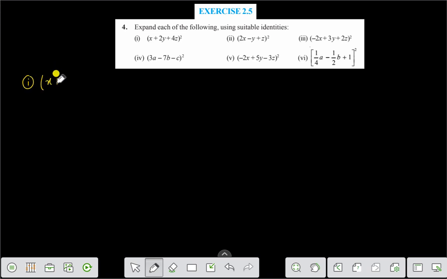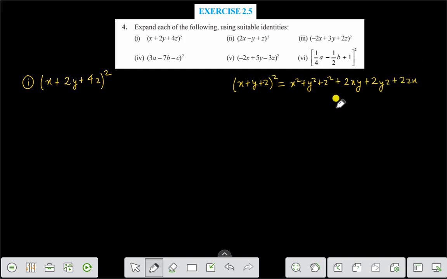x plus 2y plus 4z whole square. Here we will use the identity that is x plus y plus z whole square is equal to x square plus y square plus z square plus 2xy plus 2yz plus 2zx. We'll apply this identity here, right?